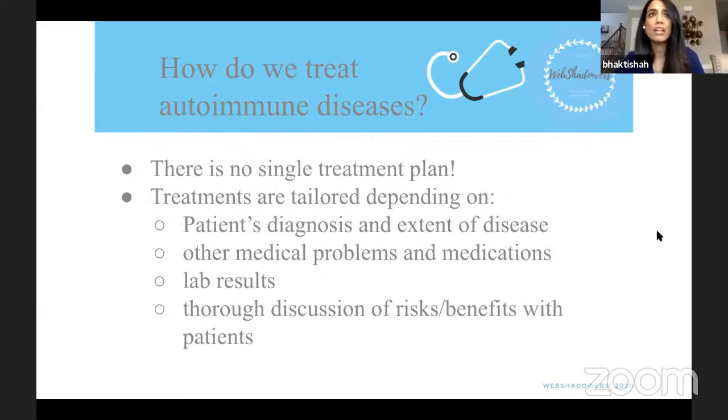If patients have already life-threatening anemia, we're not going to put them on further medications that can possibly exacerbate that. And again, we have a thorough discussion of risks and benefits with our patients. I have yet to this day started a patient on a medication that they're not comfortable with. We have to review what our options are in detail.